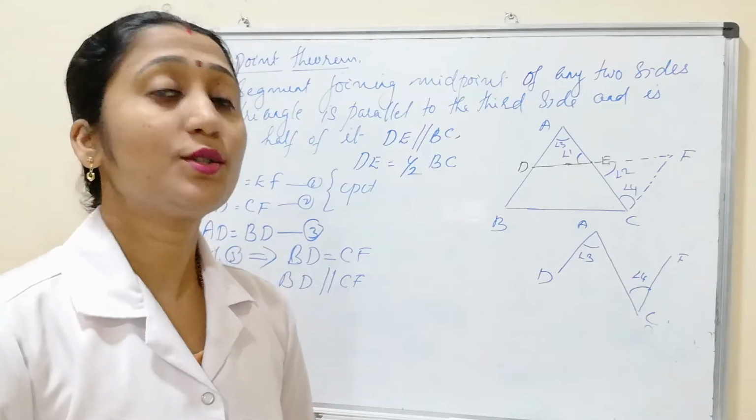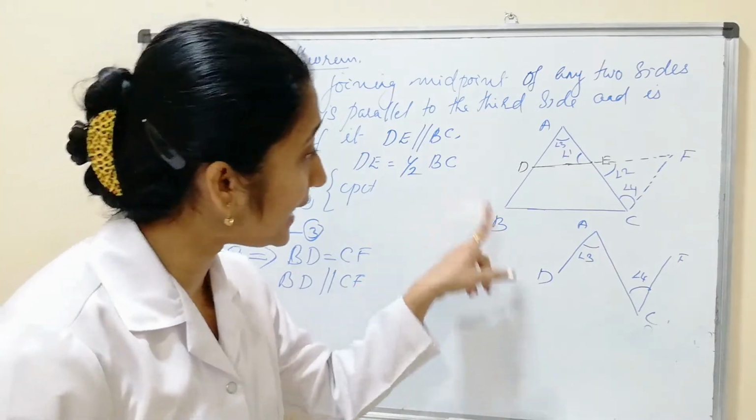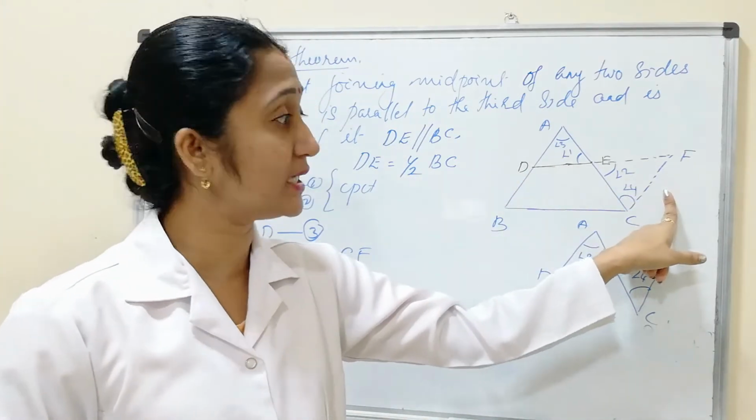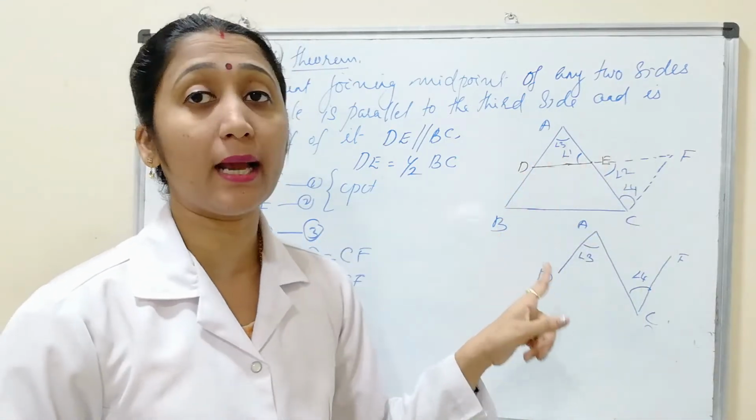So here BD is parallel to CF, which means these are the opposite sides of the parallelogram.